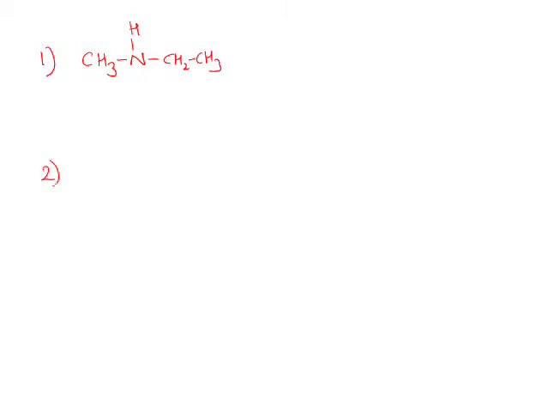Second one, you have nitrogen and then you have a bond and then this is hydrogen. The third one is you have a benzene ring, you have nitrogen attached to the benzene, now you have CH3, you have CH3. So now let's try to figure out whether all these 3 compounds, nitrogen containing compounds or amines, are primary, secondary or tertiary. So let's try the first one.